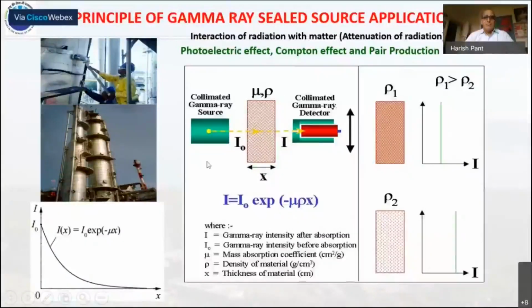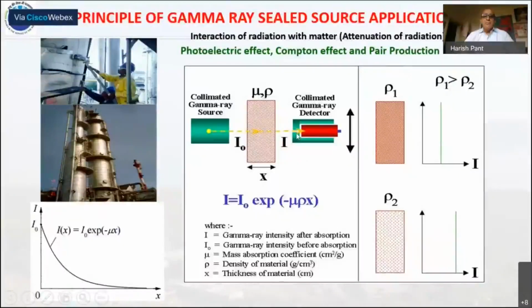You can see here an object which has a thickness x. It has a mass absorption coefficient mu and has the density rho. If a collimated, narrow beam of gamma radiation falls on this object, and on the other side of the object, in the same plane, we have a collimated detector, this detector will measure the intensity of the transmitted radiation.